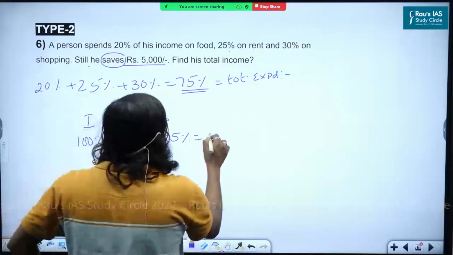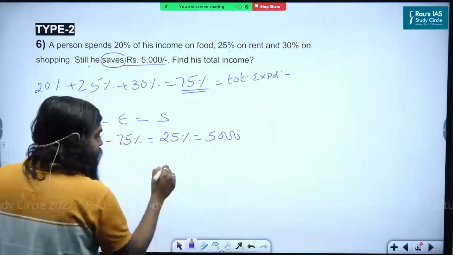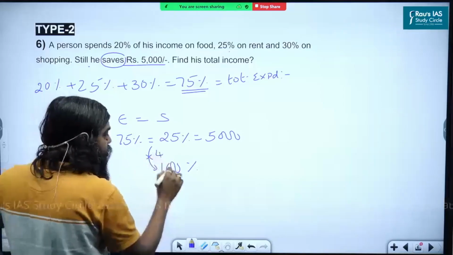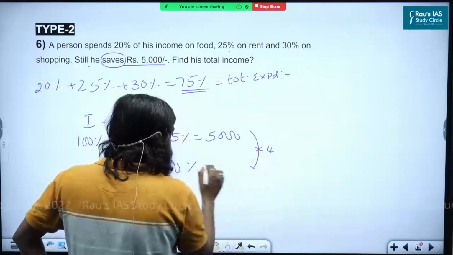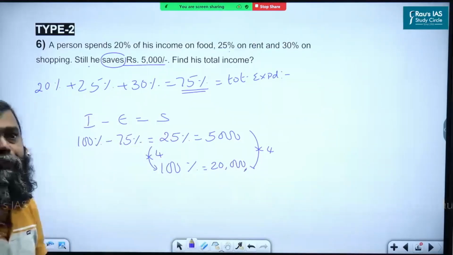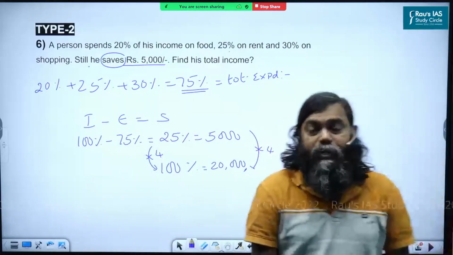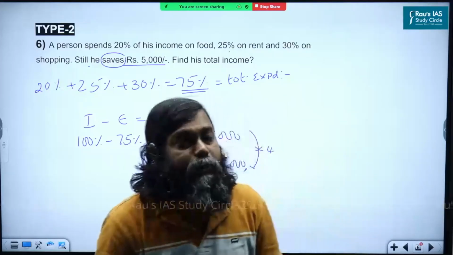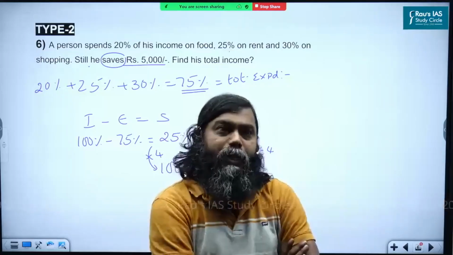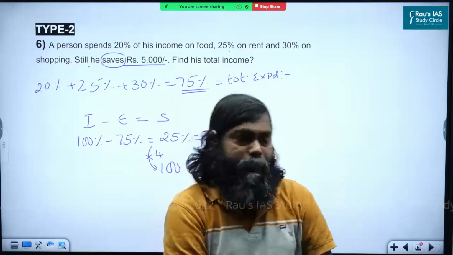That is given in the question as 5,000. 25% of my income is equal to 5,000. What is total income? 100%. How does 25 become 100? Multiply by 4. Same, multiply by 4. We will get 20,000 as the answer. Understood? When can you directly add or subtract the percentages? When all the percentages are calculated based upon the same total, then directly add or subtract the percentages. Understood this?